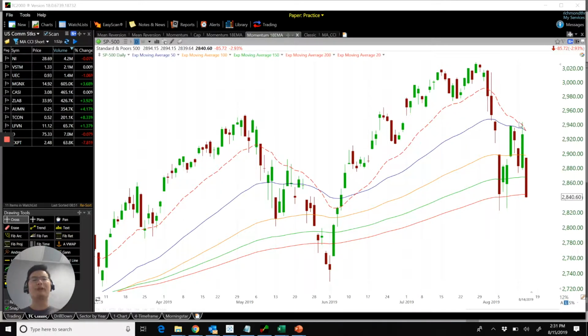So after screening for some time, I spent around 10 minutes screening for the short trades, I found something interesting, something that might be moving in our favorite direction. So I'm looking at this stock called MKC.